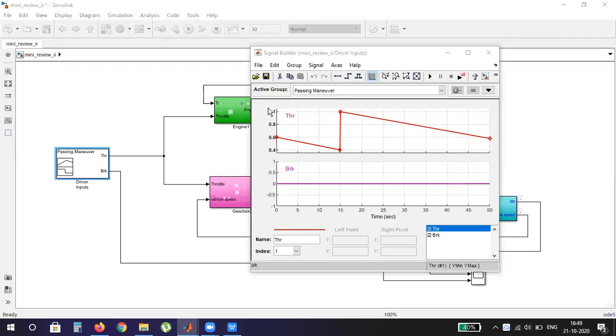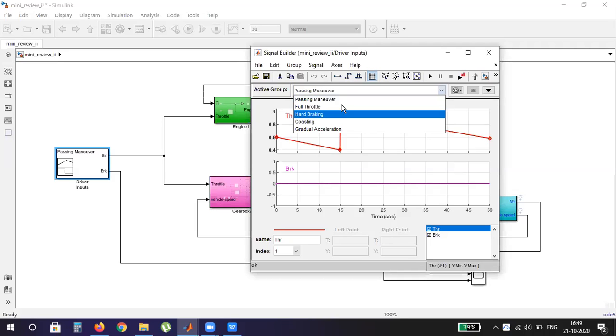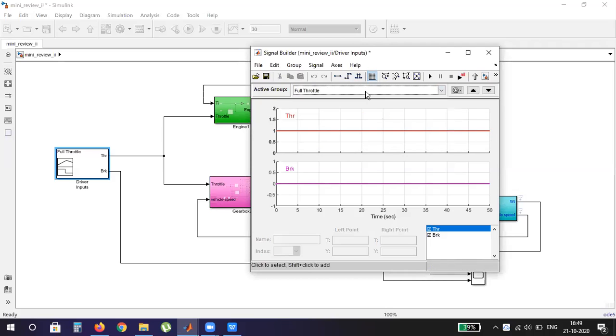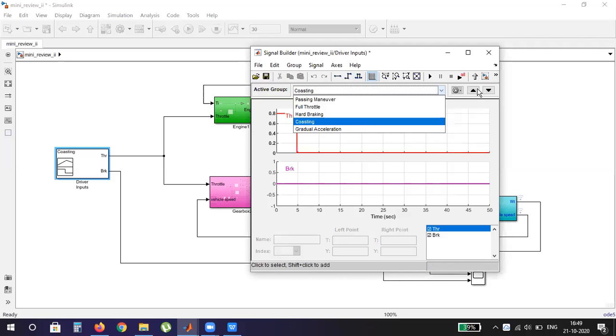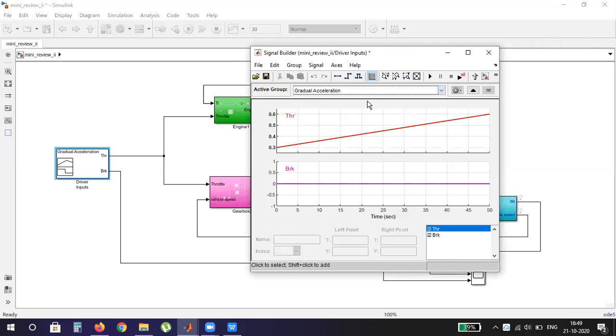Okay, so in this signal builder I have taken the passing maneuver, full throttle, hard braking, coasting, and gradual acceleration. So when we change the parameters here, the activity group, the throttle as well as the braking parameters get changed automatically. So this will be helpful to set various maneuvers.